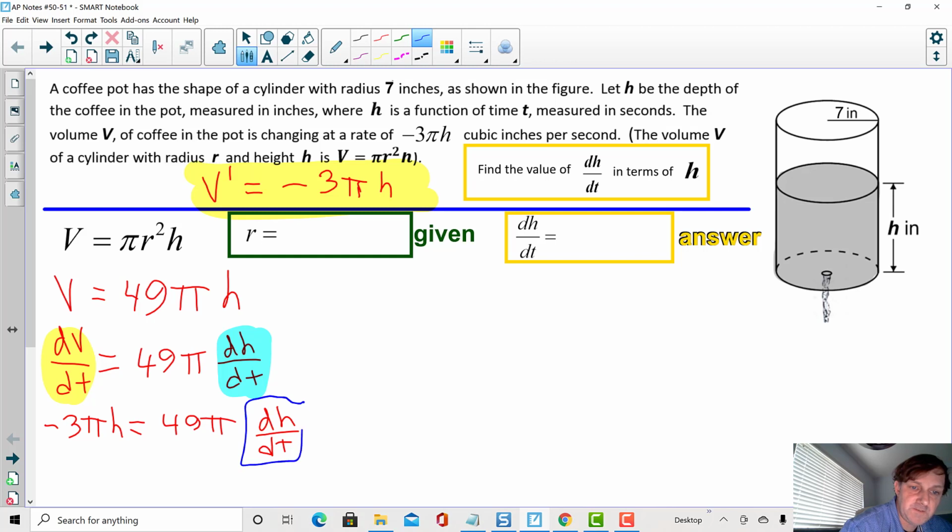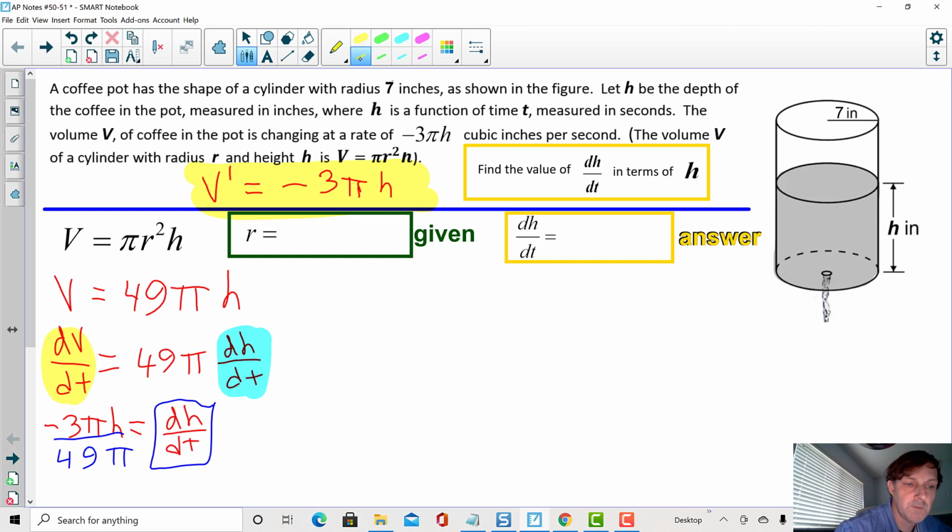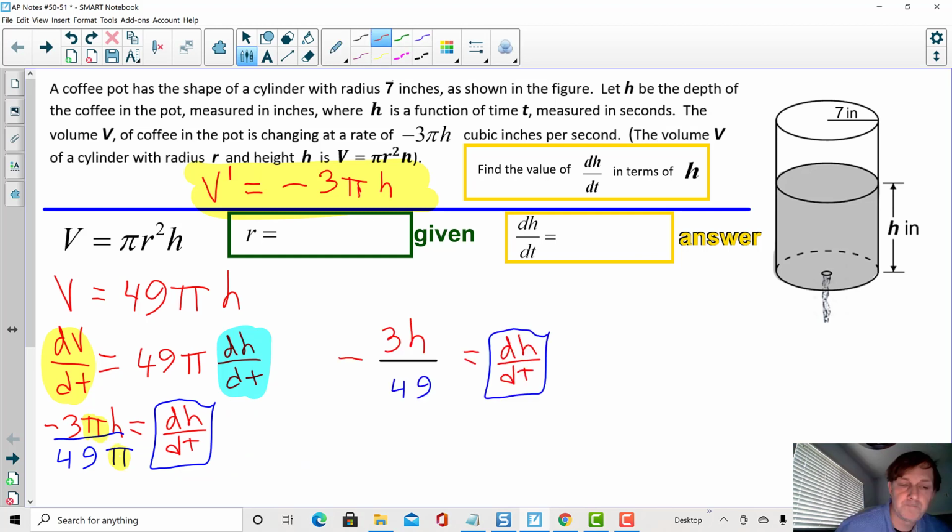Okay, in order to solve for dH dt, I'm going to have to divide both sides by 49 pi. On the right side of the equation, all of this stuff will cancel, and you're just going to have dH dt. On the left side of the equation, the pi's will cancel, and you're just going to be left with negative 3h over 49.